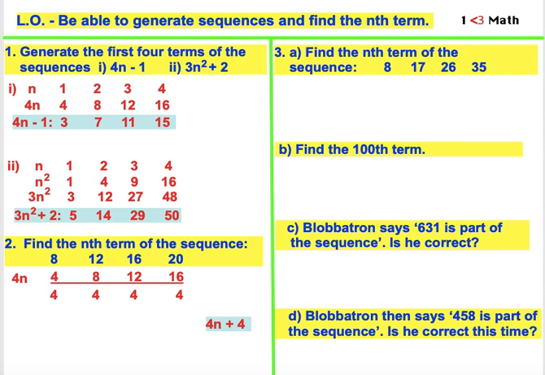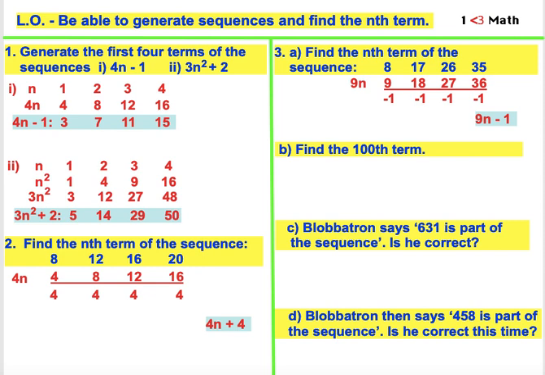Question 3 says find the nth term of the sequence 8, 17, 26, and 35. So using that same skill, we're looking at the difference between terms, and it's 9. So we write down 9n, and because we're writing down 9n, we're going to write down the first 4 multiples of 9 below each term of the sequence. So we've got 9, 18, 27, 36. And we're going to subtract that just as we did on the previous question, only this time it's going to give us minus 1 every time. 8 take away 9 is minus 1, 17 take away 18 is minus 1, and so on. So our nth term here is 9n minus 1.